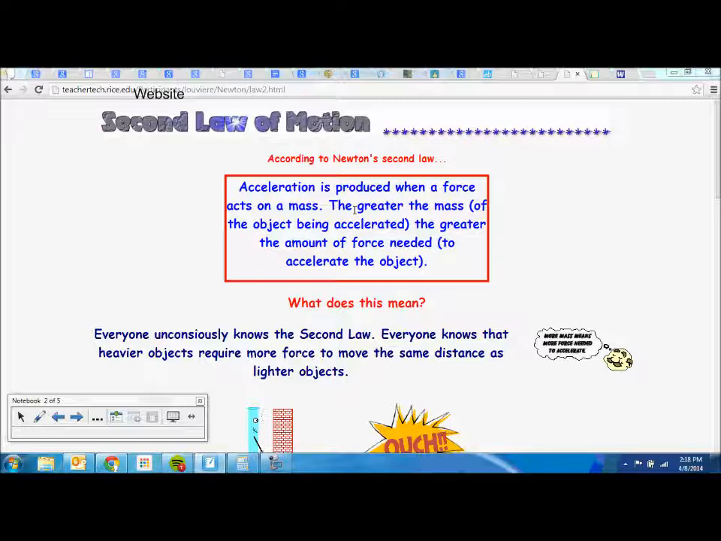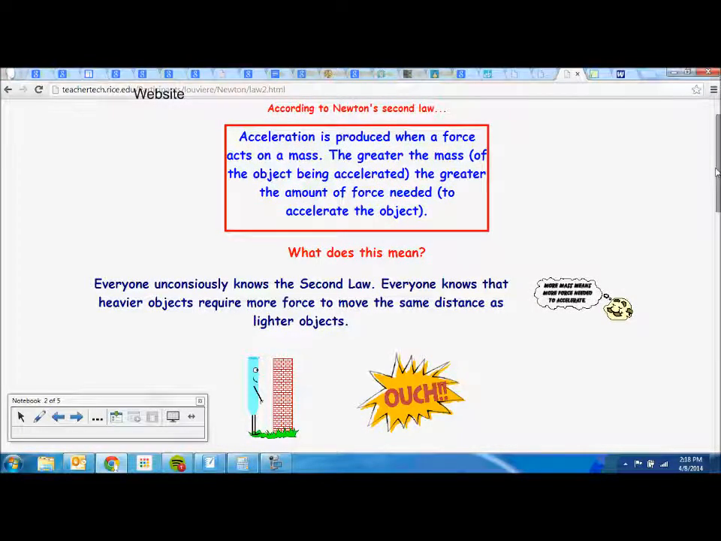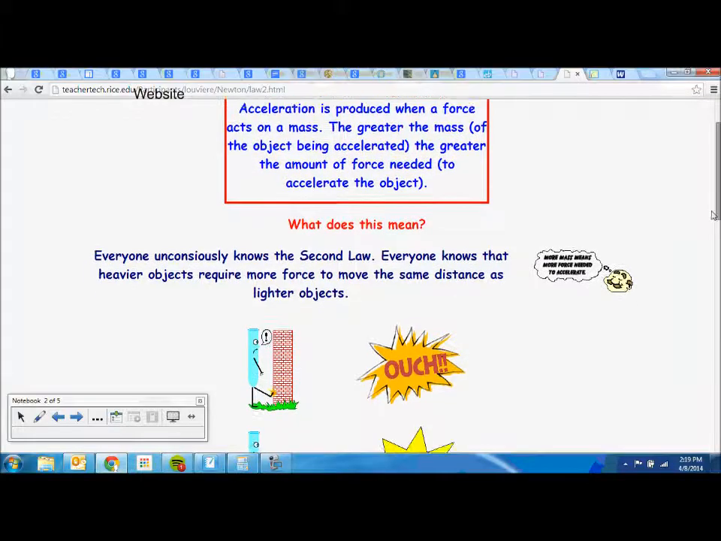So if you're going to push a bowling ball, you've got to push that really hard to get it to move, whereas a ping pong ball you may not have to push as hard. Everyone unconsciously knows the second law. Everyone knows that a heavier object requires more force to move the same distance as a lighter object. So if you look at this little test tube kicking a brick wall, he's saying, ouch. He's not going to get the brick wall to move very easily.